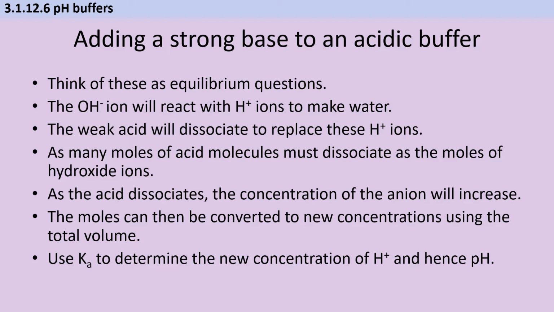Once you've worked out the moles that remain of the weak acid and the moles of the anion that have been produced, we can convert those back into concentrations by dividing by the total volume. And remember that that total volume could have up to 3 parts: the volume of the weak acid, the volume of the salt solution that was added to the weak acid to make the buffer, and then also the volume of the strong base that you are adding. Once we have these concentrations, we can then use the acid dissociation constant Ka in order to determine the new concentration of hydrogen ions. And once we have that, then we can determine the pH.